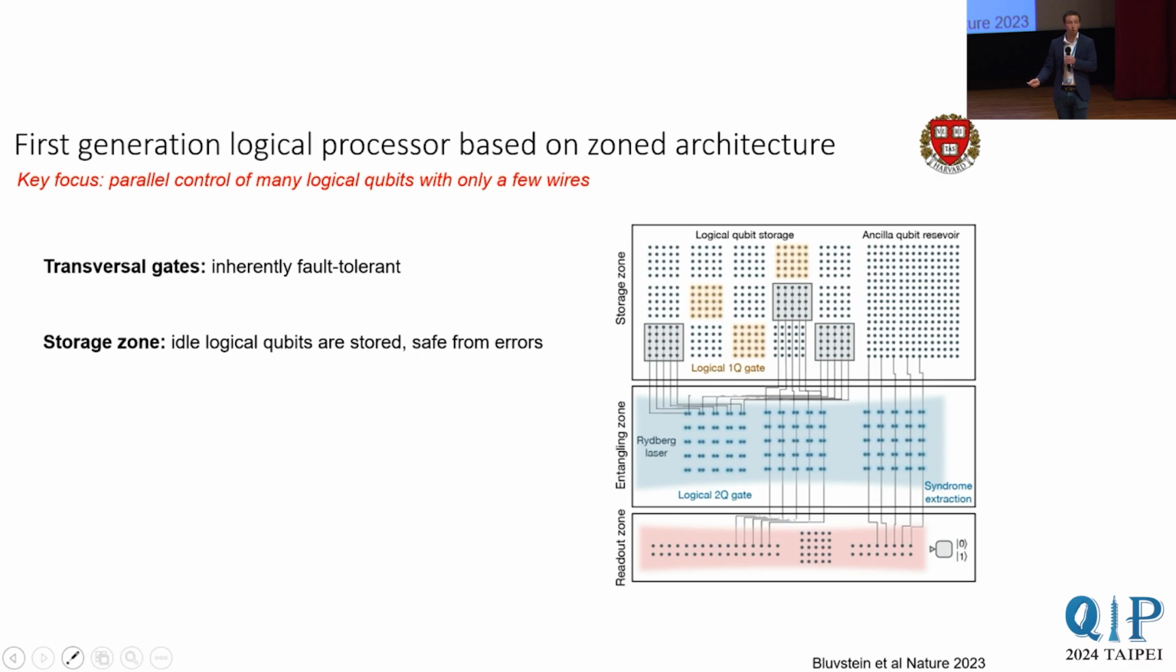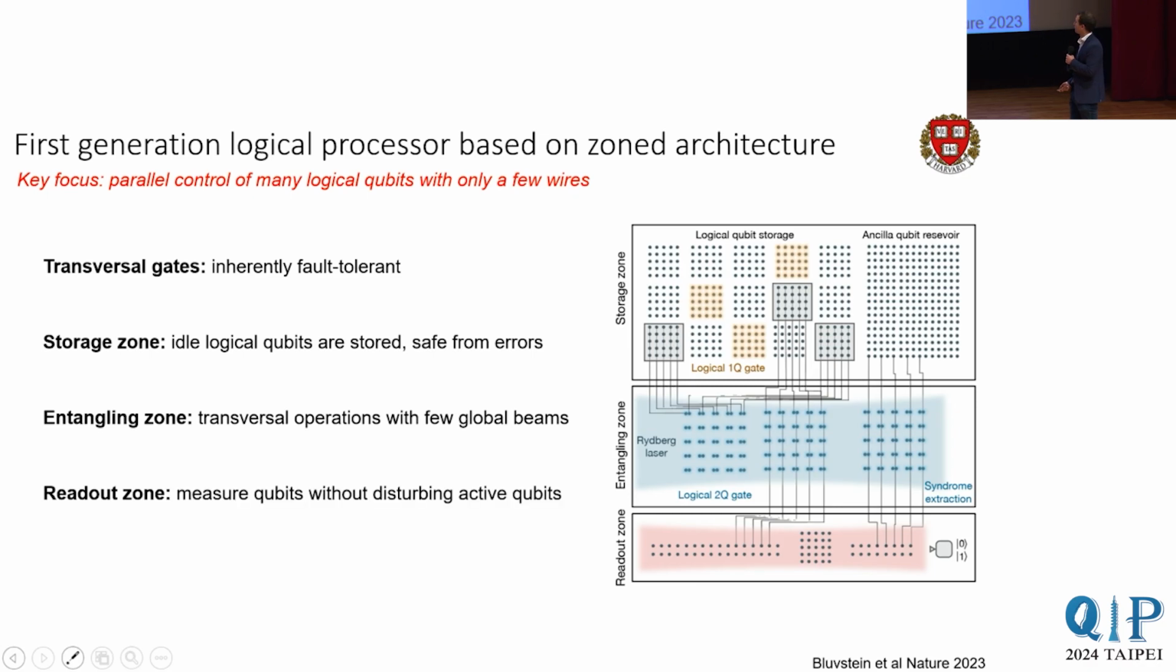We have multiple zones in our architecture. We have a storage zone where, because of the very long coherence times in the system, the idle logical qubits can just be stored without having to constantly measure stabilizers and correct errors. If we want to entangle two logical qubits, we can pick up two logical qubits on demand from the storage zone, move them into the entangling zone, and entangle them in a single parallel step. We also have a readout zone where we can move qubits in the middle of the circuit to a separated zone and then measure them and process in real time without disturbing the active qubits in the circuit.